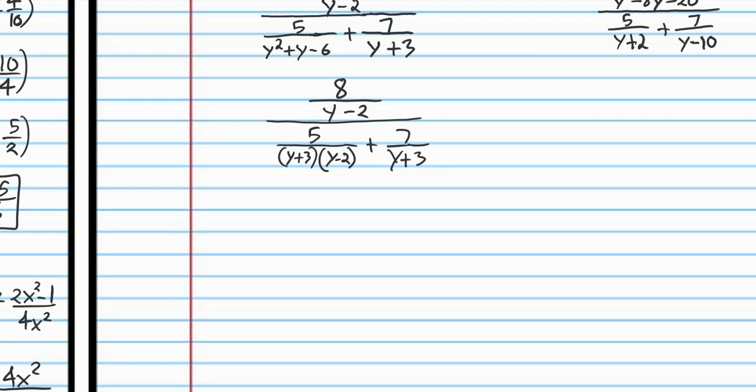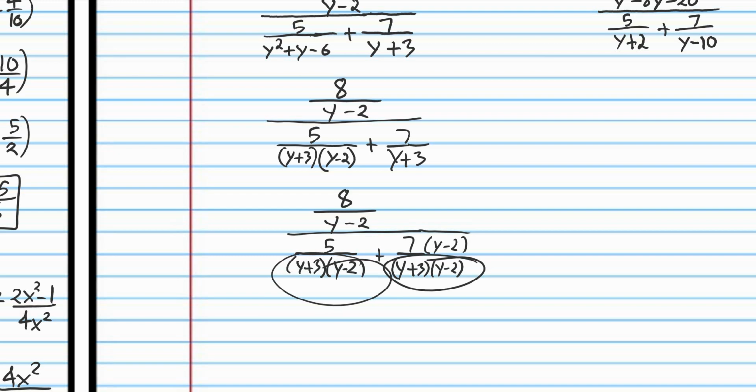So now all we have to do is multiply both sides of this fraction by y minus 2. And why are we doing that? Well, we're doing it because we now have a common denominator. And again, this is the fundamental principle of fractions. You can multiply both sides of the fraction by the same thing. In this case, we're multiplying both sides of the fraction by y minus 2. That's legal.